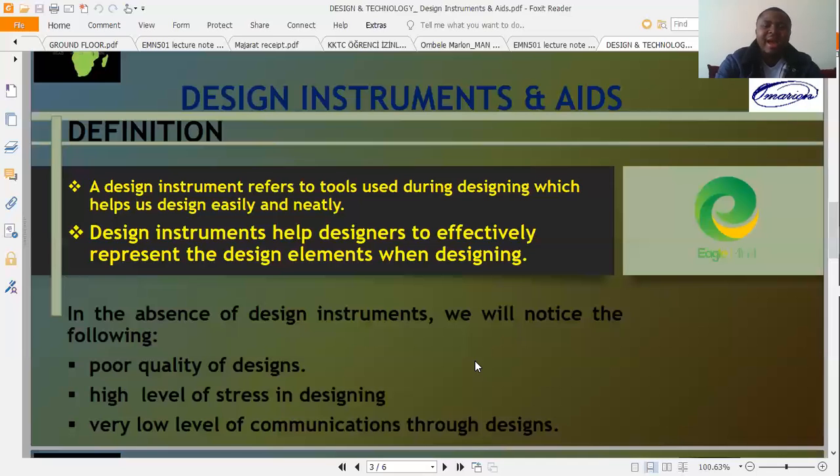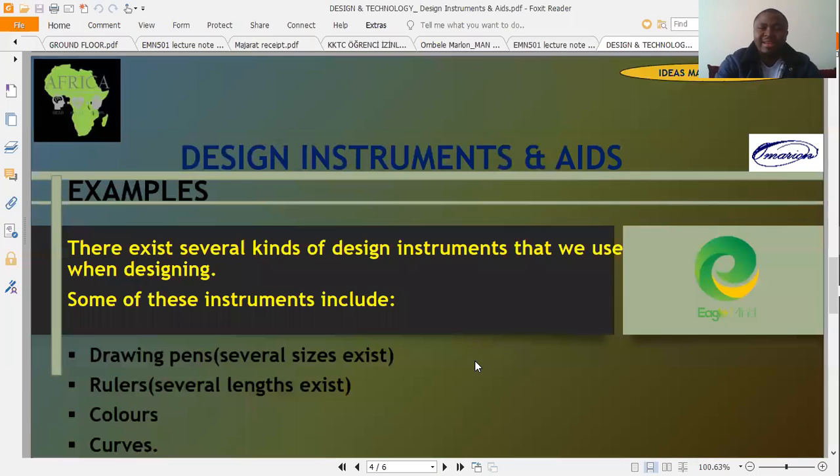And so we're going to look at some examples of design instruments, right? And here we're going to look at the drawing pens, we're going to look at the ruler, we're going to look at colors, we're going to look at curves, the French curves, and all the other forms of curves, right? Because all these instruments enable the designer to be able to communicate his design very excellently. So I trust that as designers out there, you desire to communicate your design very excellently.